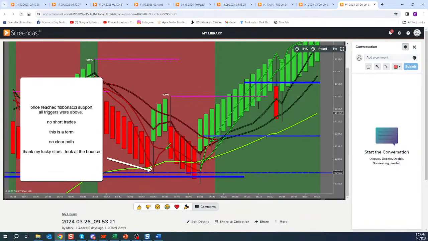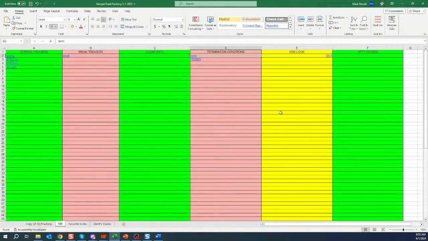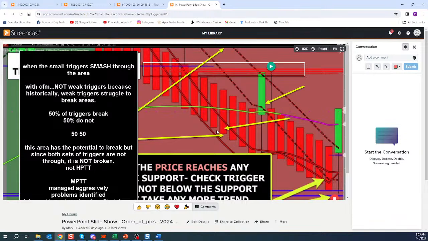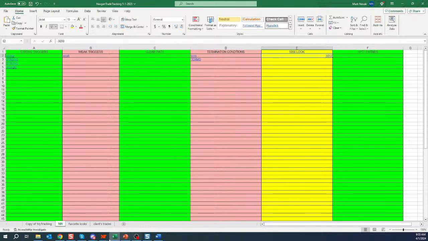What's a termination condition? Well, if price reaches Fibonacci support and all the triggers are above, no short trades. It's a term, no clear path. Thank my lucky stars, look at the bounce. You're developing trust in the methodology. You're developing trust in the patterns. You're developing trust in your chart reads, guys. And if you take these pictures and drop them in the room, well, then I'll validate or verify, yes, that is a 50-50 look. So that's the first step.